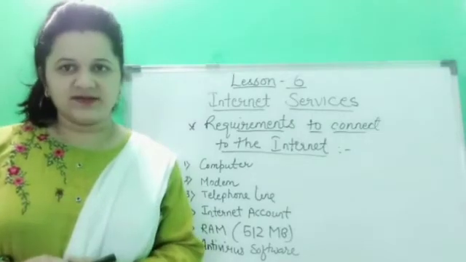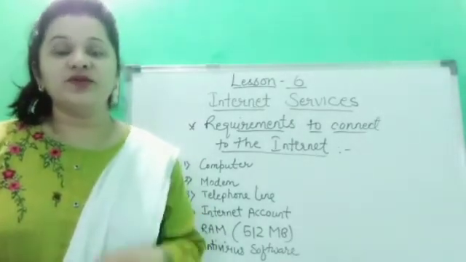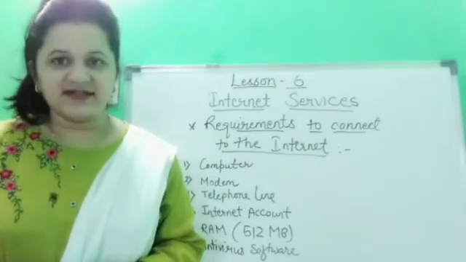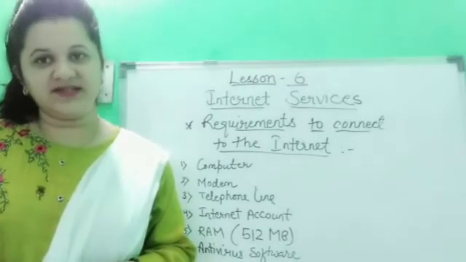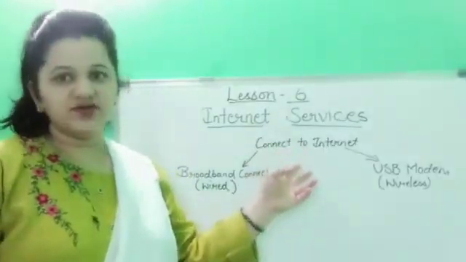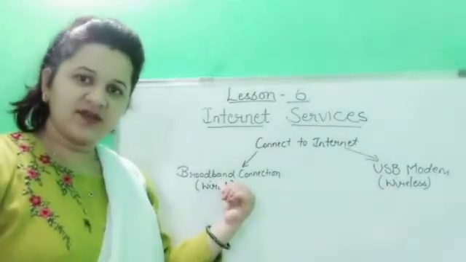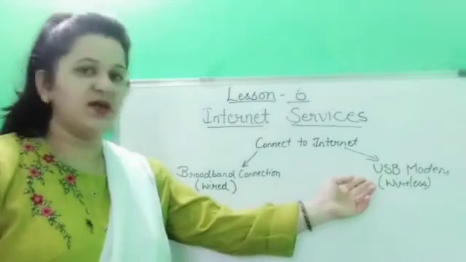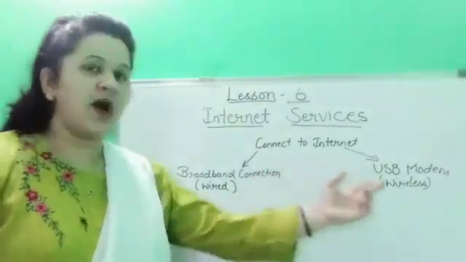Now what next? You have to think about the ways in which we can connect to the internet. Okay children, so now let us understand in how many ways we can connect to the internet. Here are the two ways by which you can connect to the internet. The first way is by using a broadband connection and the second way is by using a USB modem. It is a wired connection and it is a wireless connection.